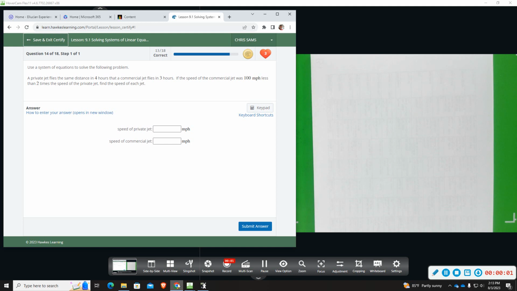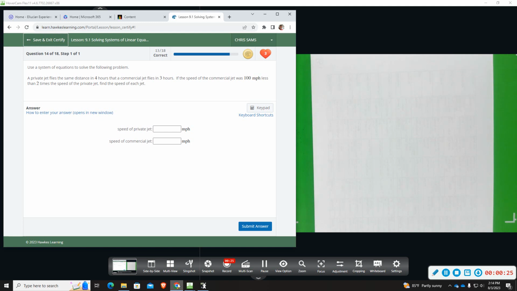All right, number 14. We have a private jet that flies the same distance in 4 hours that a commercial jet flies in 3 hours. If the speed of the commercial jet was 100 miles per hour less than 2 times the speed of the private jet, find the speed of each jet.